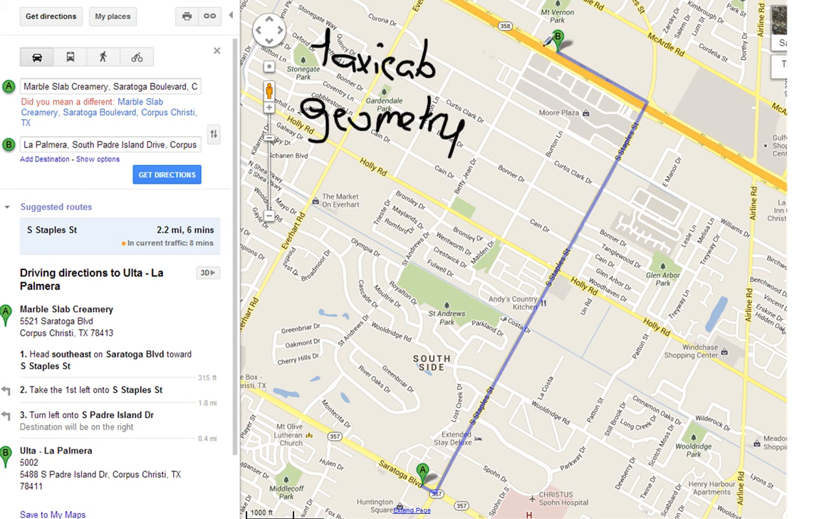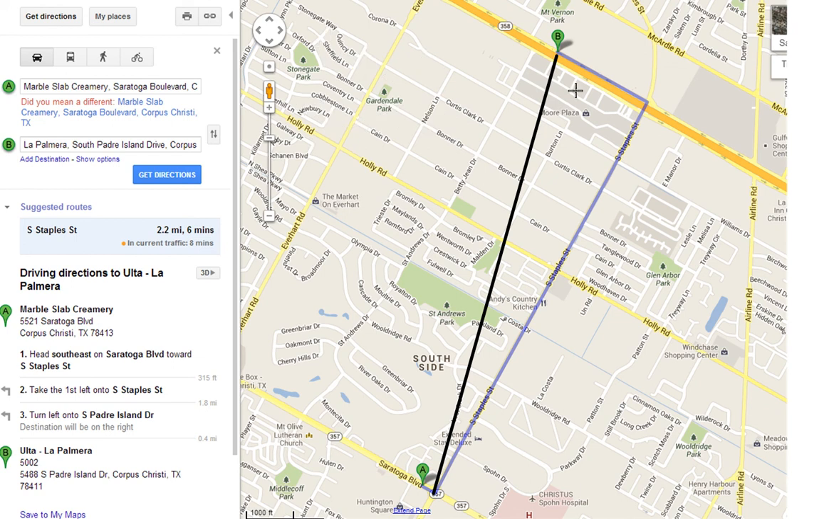What could possibly be a quicker way than driving down Staples and then driving down SPID? And you'd say, well, duh, I would just drive my car through all these people's yards and make a straight line. And we're going to ignore this little drive down Saratoga. We're going to assume it's right at the corner. So if you don't like it, shut up. So we want to know how far it is from point A to point B in a direct line. How could we calculate this using our massive mathematical intellect?